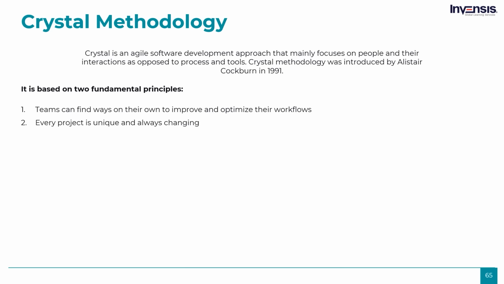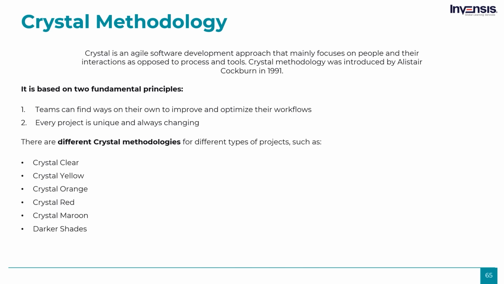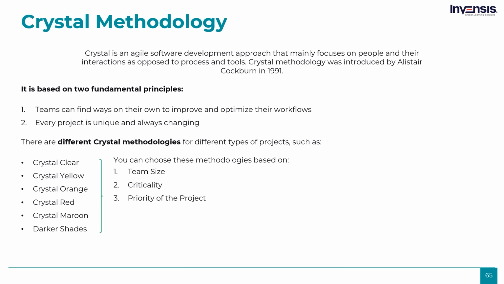Alistair believed that one size doesn't fit all. In other words, it means that one method can't get applied to every project. That is why he designed Crystal in a way that it has various methods. The Crystal family includes variants such as Crystal Clear, Crystal Yellow, Crystal Orange, and Crystal Red. Now the question that arises is, how do you choose between these Crystal methodologies? Which approach will be most suitable for your projects depends on three dimensions: team size, criticality, and the priority of the project.